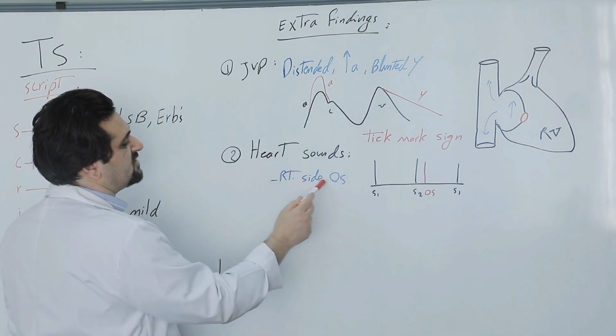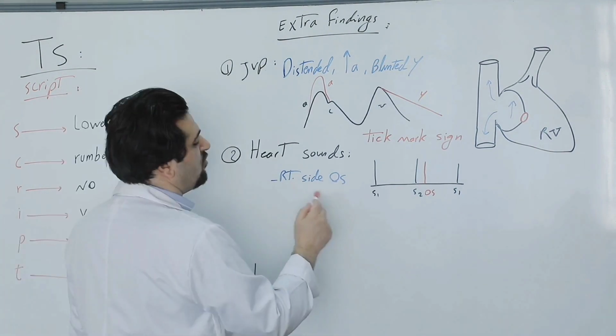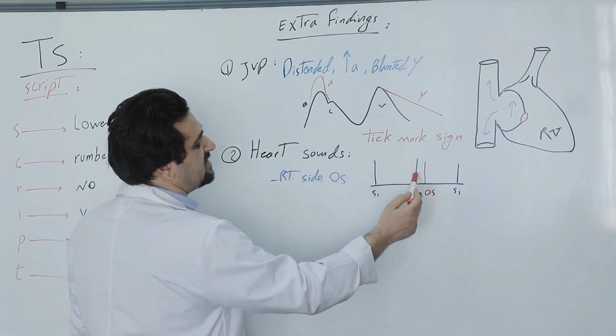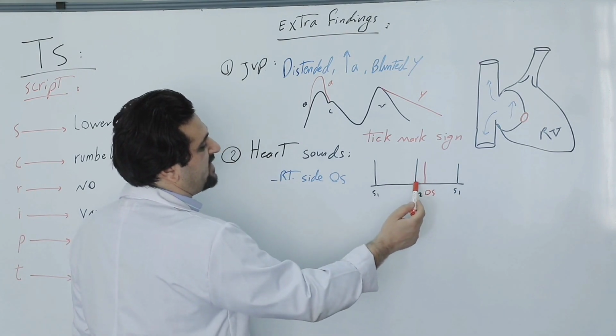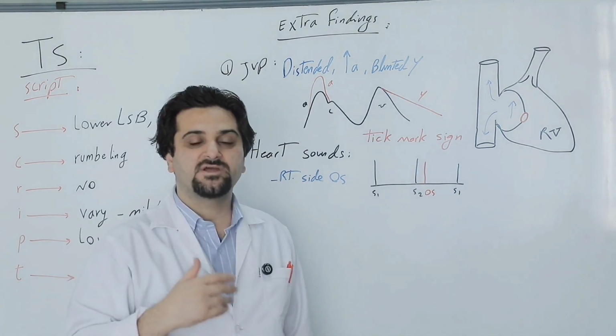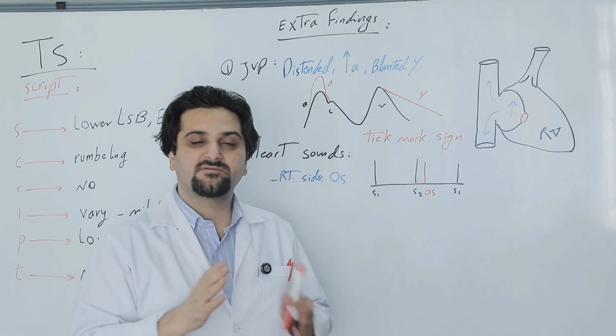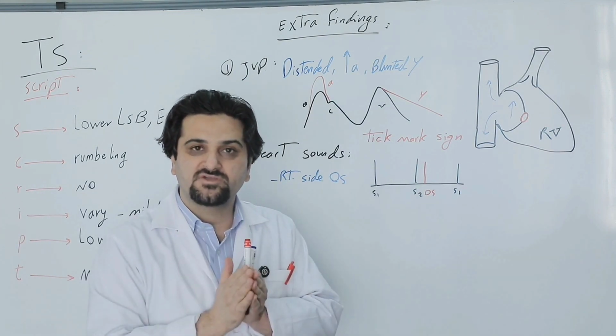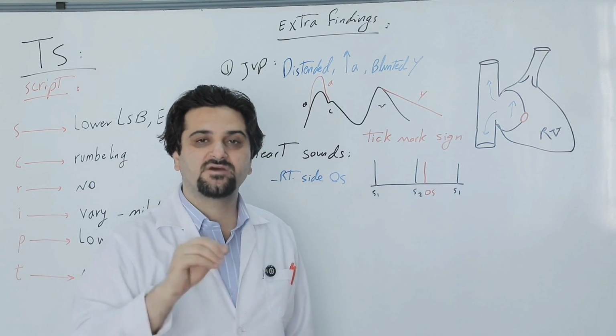The next characteristic is in the heart sounds. The first feature is the right-sided opening snap. An opening snap is the sound of the tricuspid valve opening, which is heard at the beginning of diastole, that is, immediately after S2. As we mentioned, in the heart, the opening of the valves does not produce any sound, and the sounds we hear are due to the closing of the valves, unless there is a pathology present.